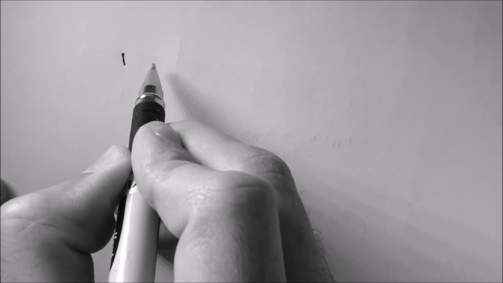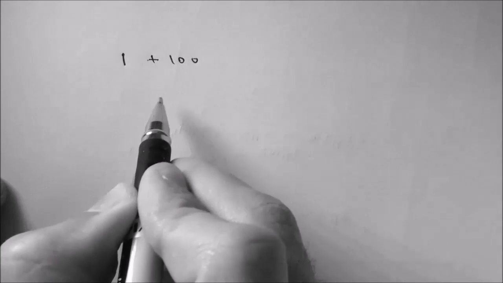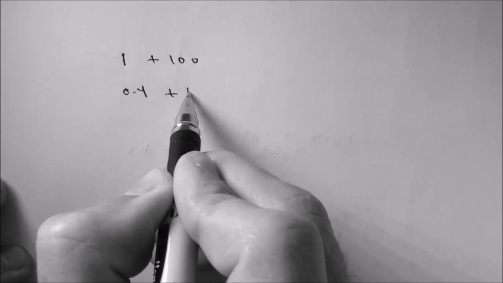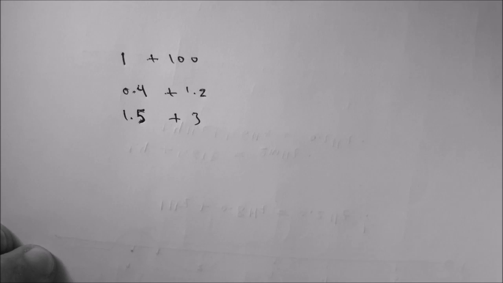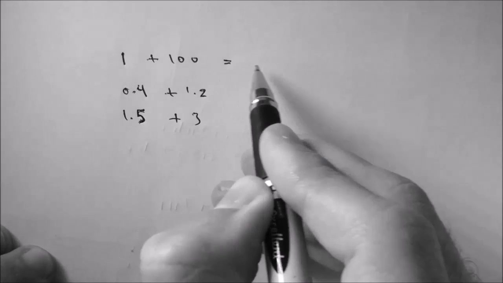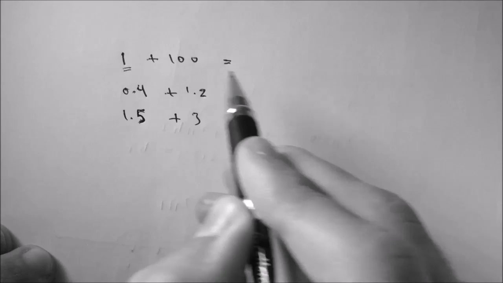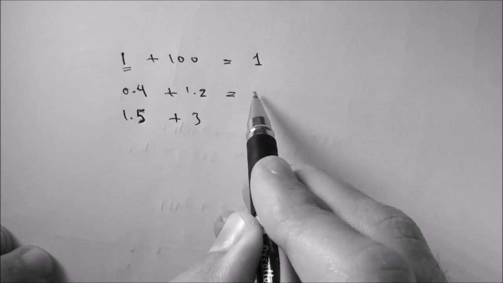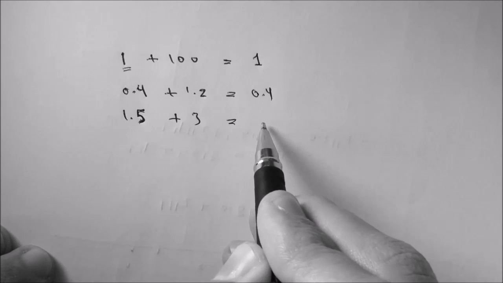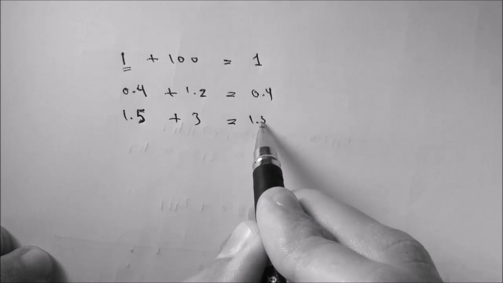For this series, we're interested in adding signals with certain type of frequencies, signals that have frequencies multiple of each other. For example, 1 Hz frequency and 100 Hz, 0.4 Hz and 1.2 Hz, 1.5 plus 3, and so on. Now, for those type of signals, when adding them together, you'll get a signal that has a frequency equal to the lowest frequency. So 1 plus 100, you'll get a signal with 1 Hz frequency, 0.4 plus 1.2, you get a 0.4 Hz, 1.5 plus 3, you get a signal of frequency 1.5 Hz.